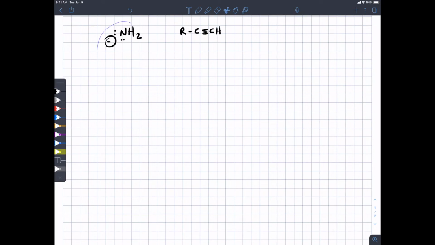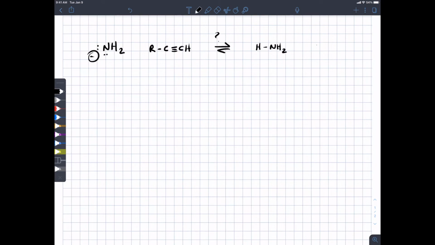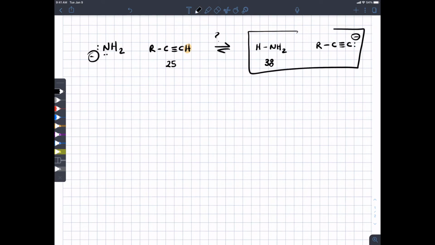So let's have this NH2 minus and this alkyne. And then I'm going to ask, what do we expect in this equilibrium if we draw the conjugate acid of our base and the conjugate base of our acid? The pKa of this acid is 25, the pKa of this acid is 38. So who gets to lose their proton? The one that's 25, right? The one on the left gets to lose its proton. The strongest acid loses its proton, so that's going to push the equilibrium over here.